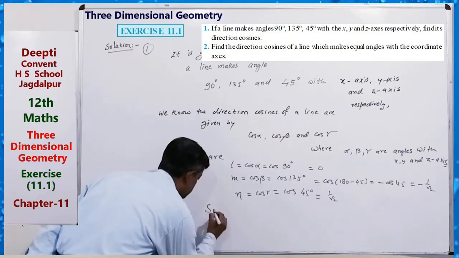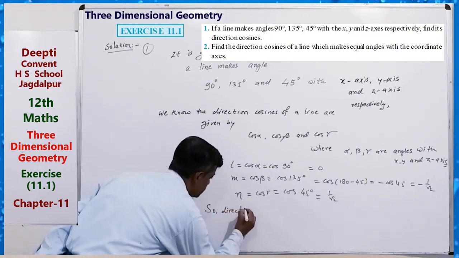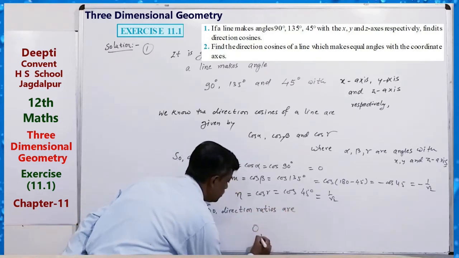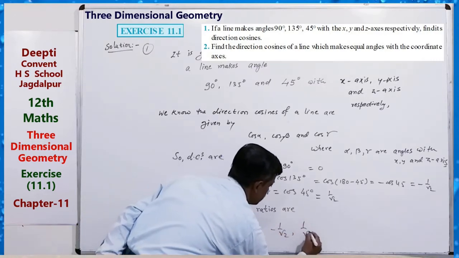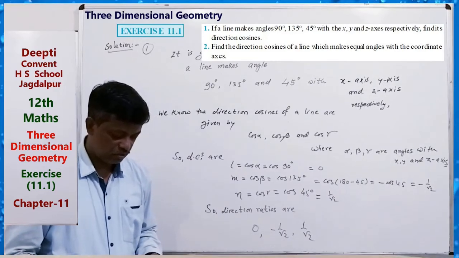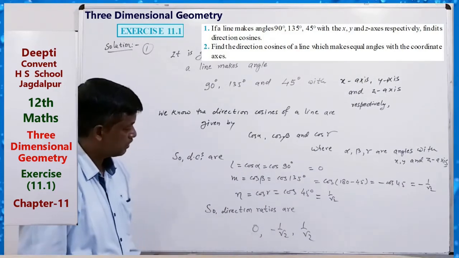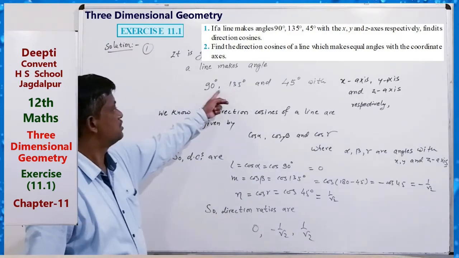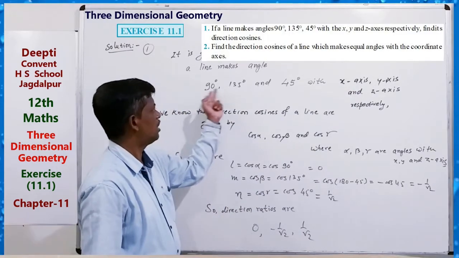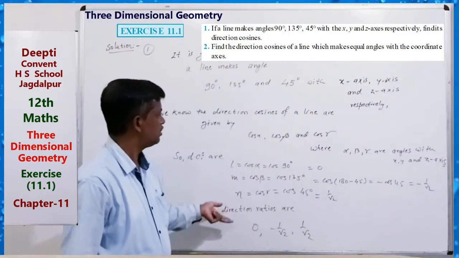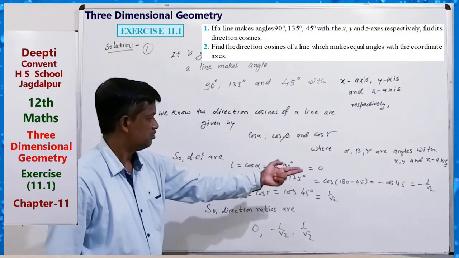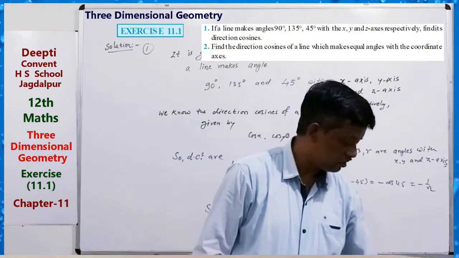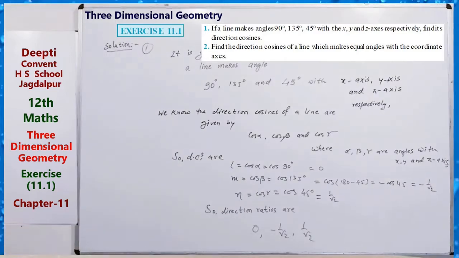So the direction cosines are 0, minus 1 by root 2 and 1 by root 2. These are the three numbers. Clear? So these are the direction cosines of the line which makes these angles with x axis, y axis, z axis, because these are the alpha, beta, gamma. So cos alpha, cos beta, cos gamma are the direction cosines, so L, M, N are 0, minus 1 by root 2, 1 by root 2. This is the first question. Direction cosines, how can we find? Okay.